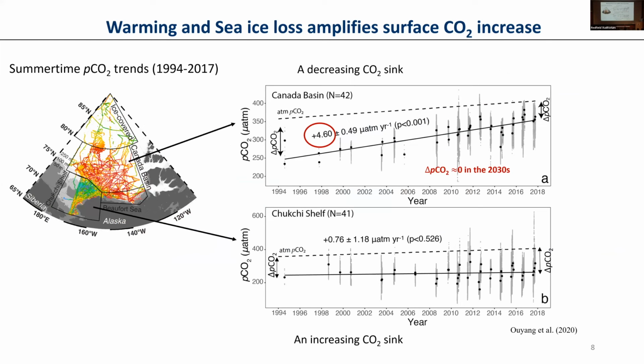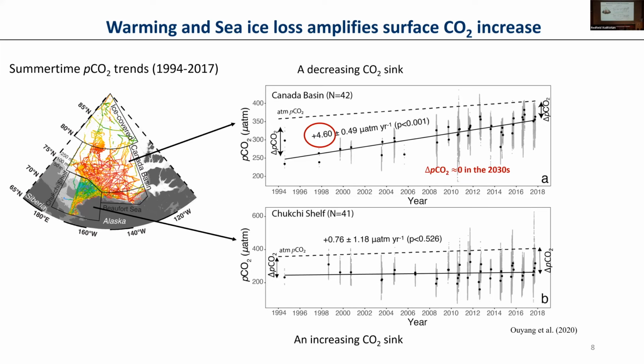Let's take a look at the trend. We focus on these two most contrasting areas. On the Chukchi shelf, the pCO2 doesn't change too much. The trend is not significant. But considering the atmospheric CO2 continuously increases, the delta pCO2 actually increases as well with time. So we suggest that the Chukchi shelf is an increasing CO2 sink.